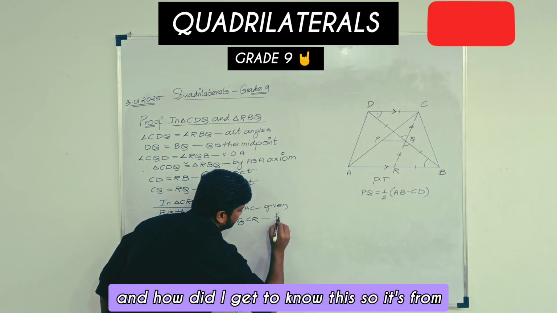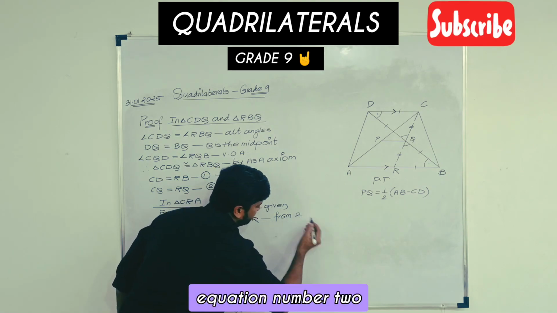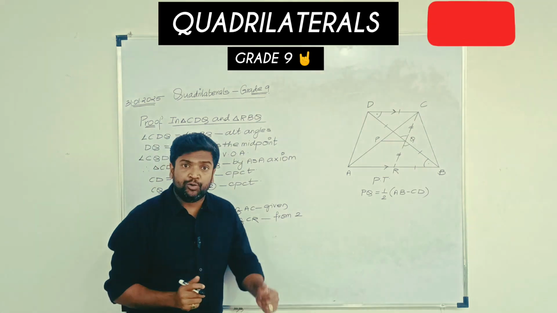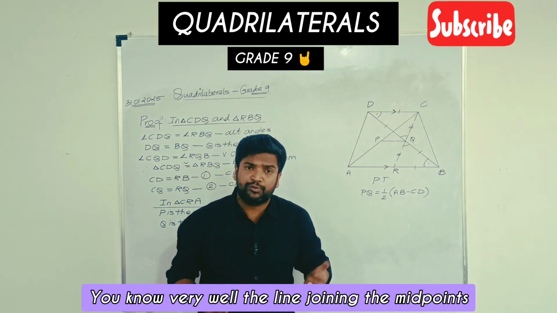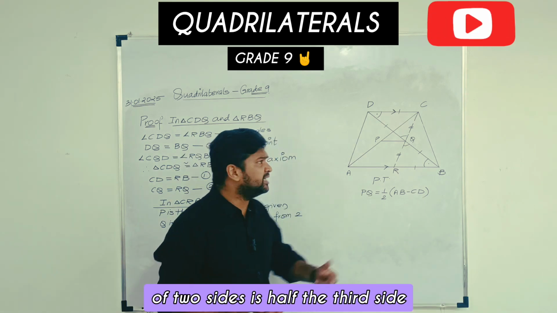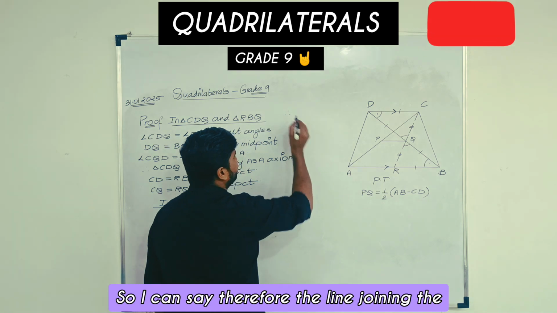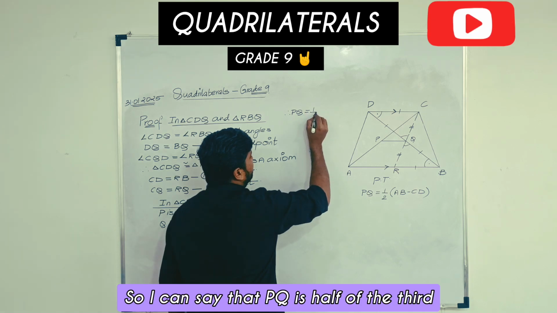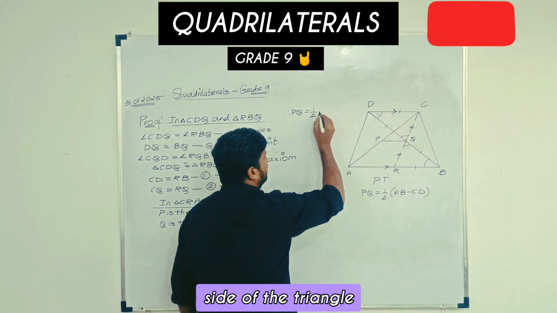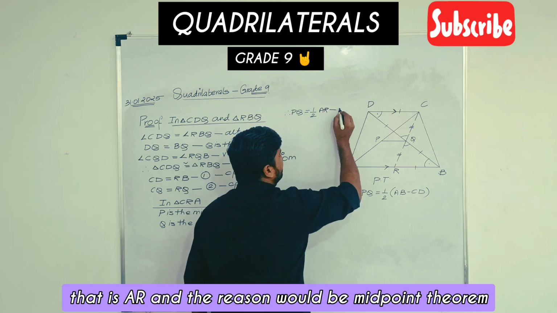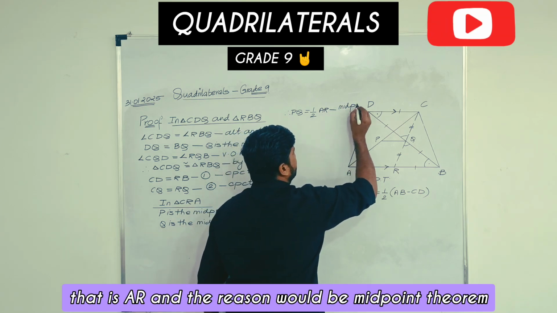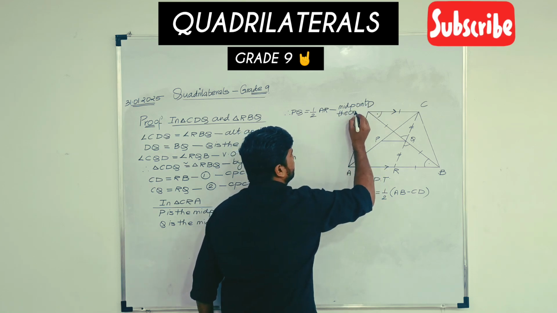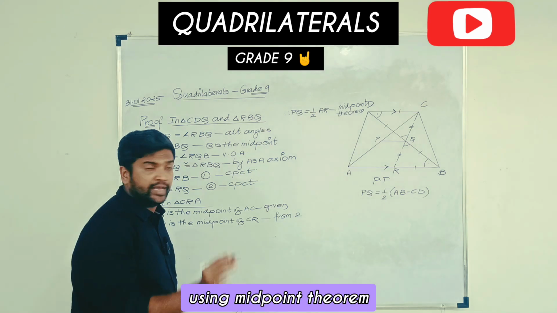And how did I get to know this? It's from equation number 2. Correct? CQ is equal to RQ. So that clearly says Q is the midpoint of CR. You know very well the line joining the midpoints of two sides is half the third side. So I can say therefore the line joining the two midpoints is PQ. So I can say that PQ is half of the third side of the triangle, that is AR, and the reason would be midpoint theorem. Clearly, using midpoint theorem, beta.